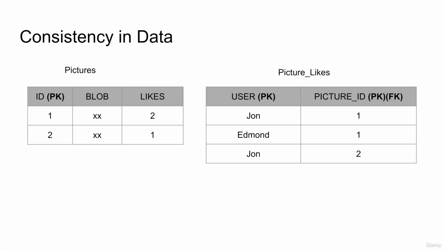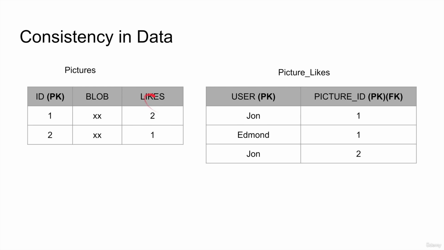This is an example where consistency in my data is really not a big deal. We have two pictures here. This is a blob of the picture. Let's say this is an Instagram implementation. We have a blob of the picture, and we have the number of likes. You might say, Hussein, why are you adding a field called likes? Why don't you just query this table and get the number of likes? Performance is the best short answer for this.